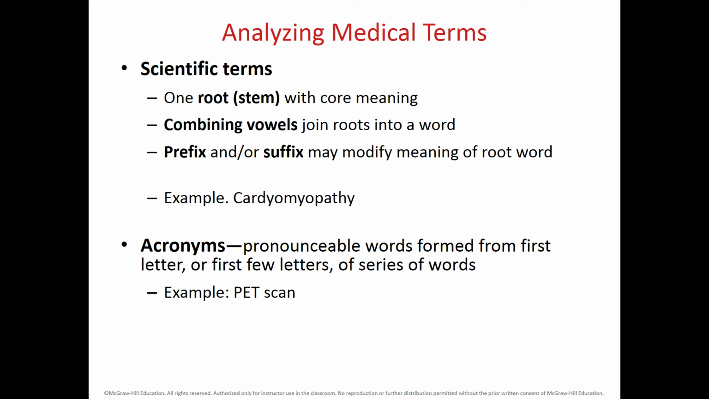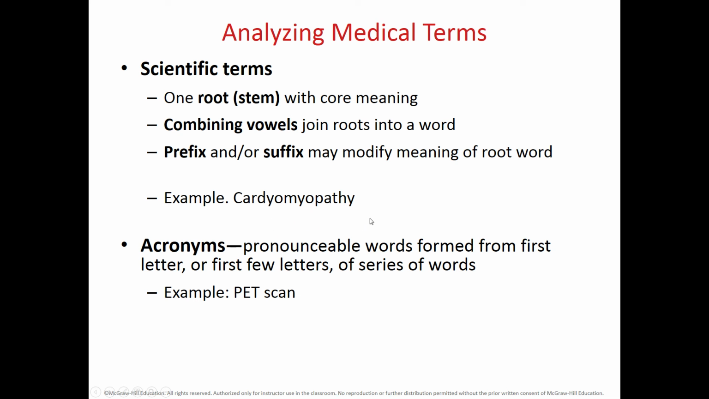An example would be cardiomyopathy. In this case we have the root cardi, which means heart, and then the combining vowel, which is O, and then myo, another root which means muscle, and then pathy, which is the suffix, which means disease. So cardiomyopathy is a disease of the muscle of the heart.